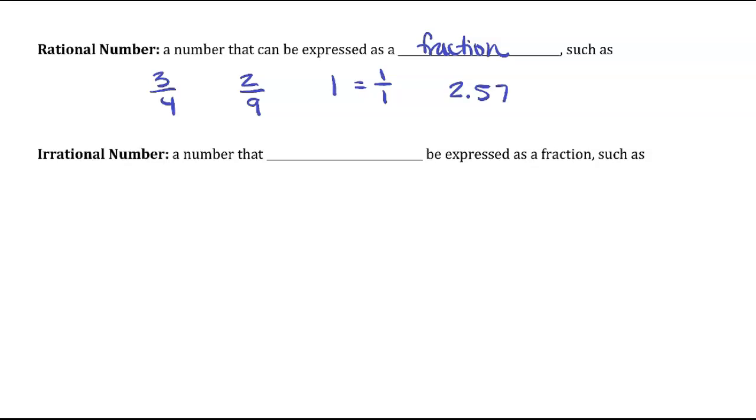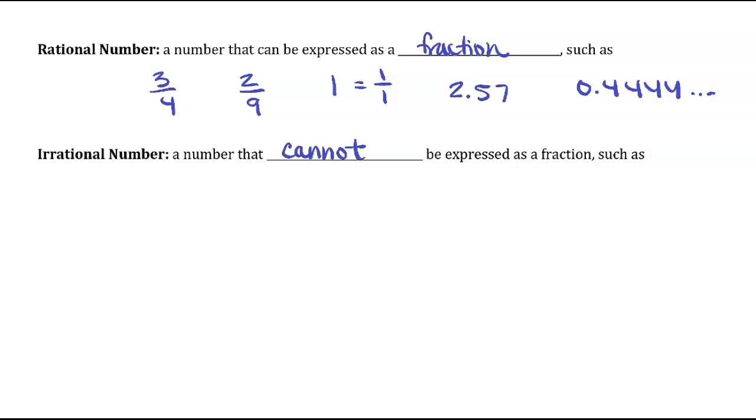And a repeating decimal, like 0.4444 and on and on, can also be written as a fraction. Everything else is an irrational number. That is, an irrational number is a number that cannot be expressed as a fraction.